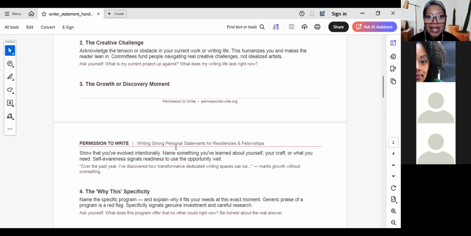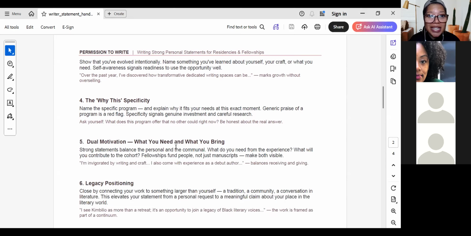So, over the past year, I've discovered how transformative dedicated writing spaces can be. This is actually from one of my artist statements. And what I was saying is, I've done a couple writing residencies, and I come out of these a better writer every time. My mind is blown every time by the people I'm there with, by the people I'm learning from. I come out and I'm like, oh, I don't know what I was doing before, but I'm better now. So I just wanted to acknowledge that in this particular artist statement.